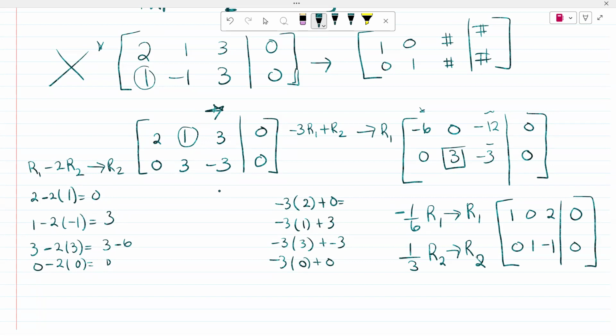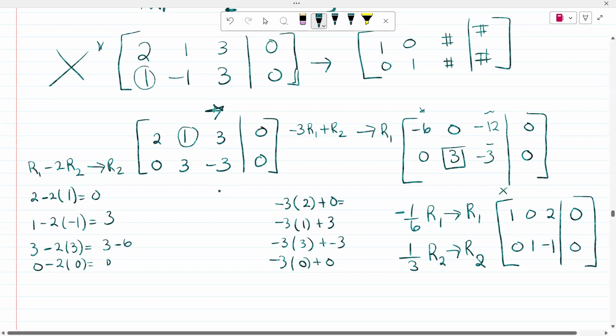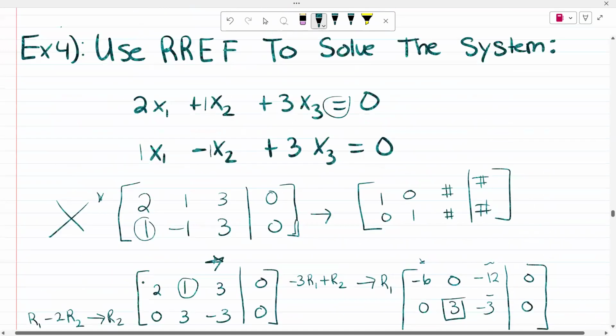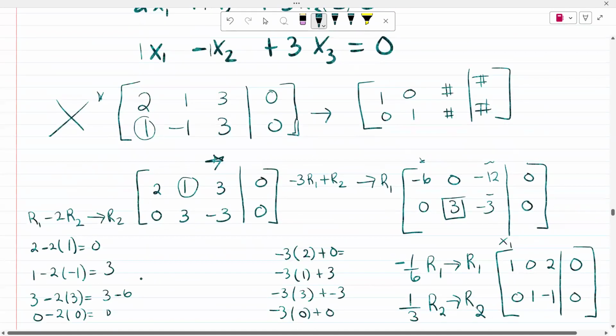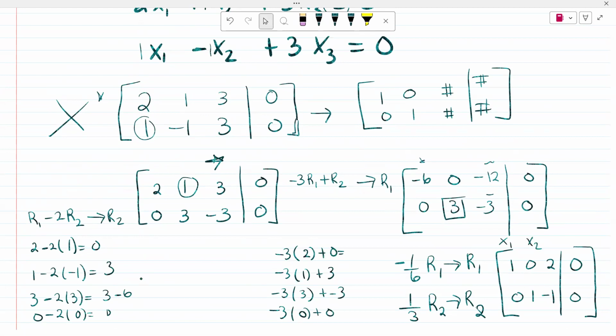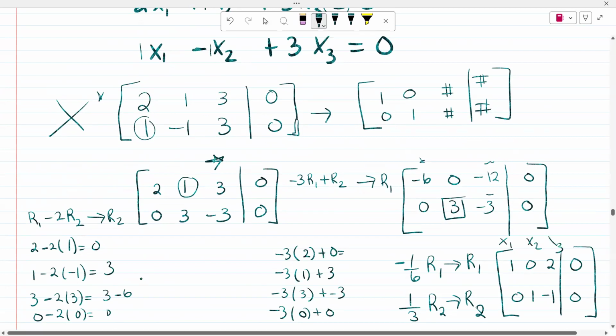Okay, now we have it in the goal form, right? We have these ones are diagonals, are pivots. We have these 0, and then we have these numbers. So now we can find out our solution. So we have to do some back substitution. So remember, this column is x1, and then this column is x2, and then this column here is x3, right?